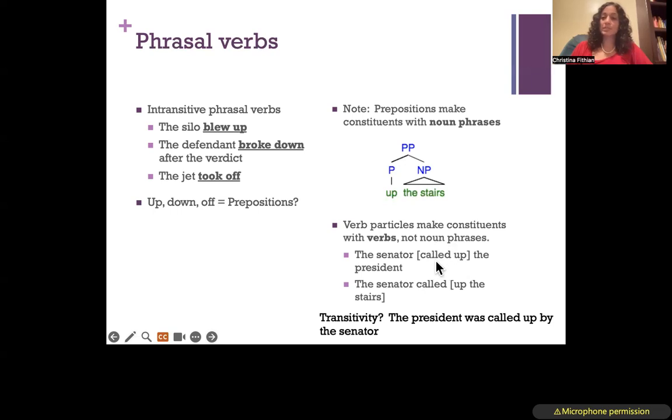Now this is a VT, call up, because it's followed by the president. Now let's contrast that with the senator called up the stairs. Now we'll notice here, in this instance, up is definitely a preposition. Where did the senator call? Up the stairs. Now here, what we have is call is just a VI. Up the stairs is extra adverbial information.